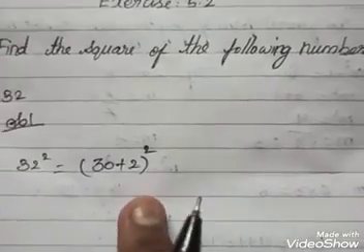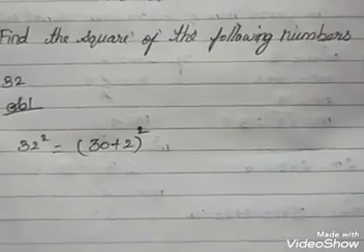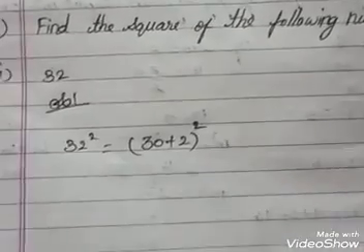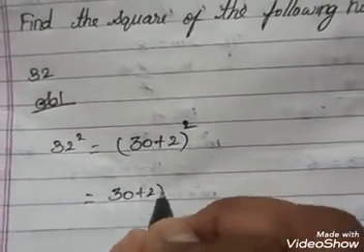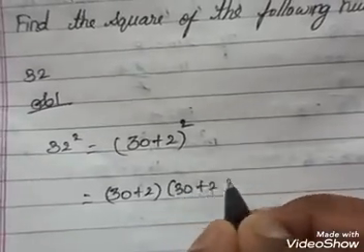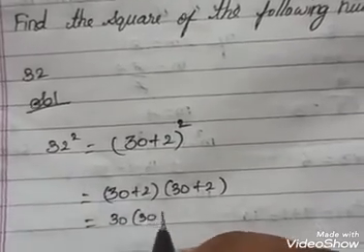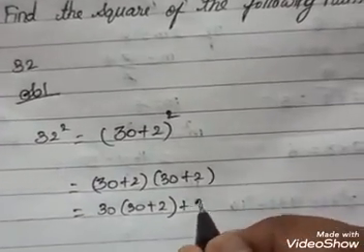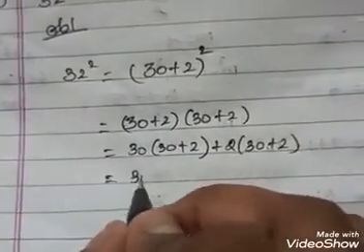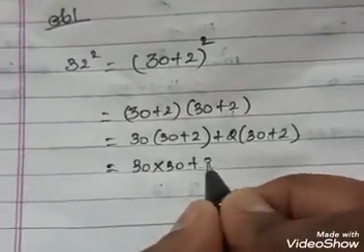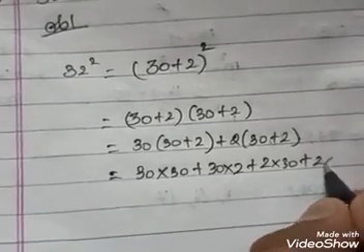So I will solve in two methods. Whichever method you find very easy, you can use it. Okay, first I go with the direct method. 30 plus 2, 30 plus 2. So this 30 can be multiplied with both. So 30 into 30 plus 2, and 2 can be multiplied with this, 2 into 30 plus 2. Now one by one you need to multiply. So 30 into 30 plus 30 into 2 plus 2 into 30 plus 2 into 2.